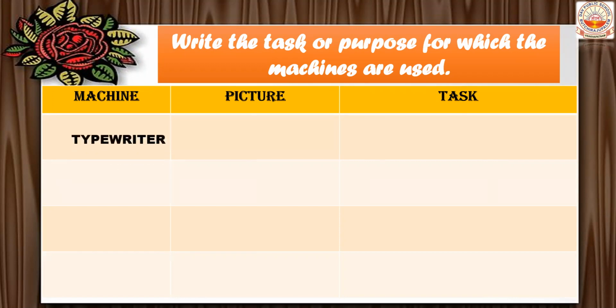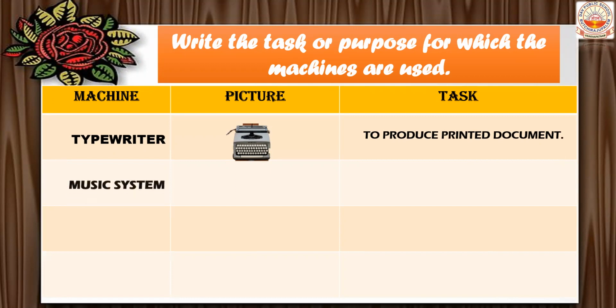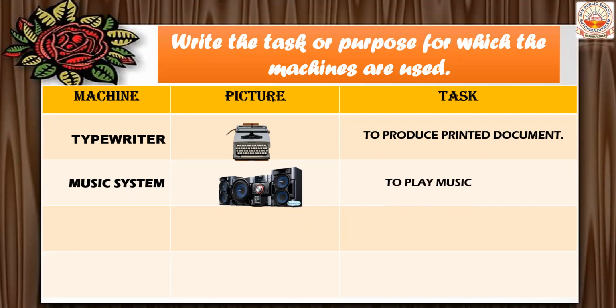The first machine is typewriter. Okay. So this is the picture of typewriter. Can you tell me, children, what is the purpose of this machine? Yes, it produces a printed document on a paper. Okay. So now let us see the next machine, music system. So this is the picture of music system. Can you tell me, children, what is the use of this music system? Yes, to play music. It is used to play music.